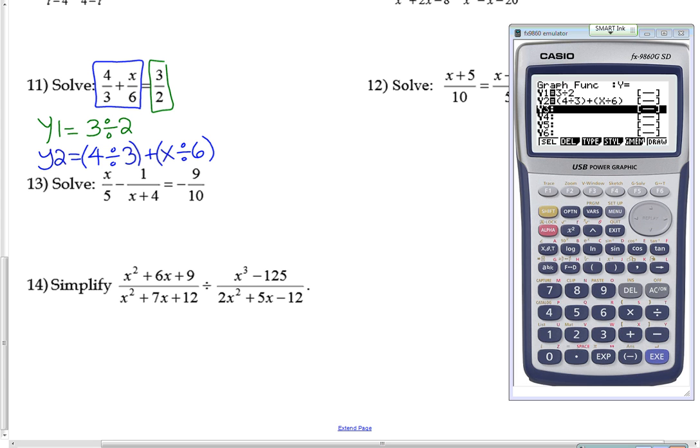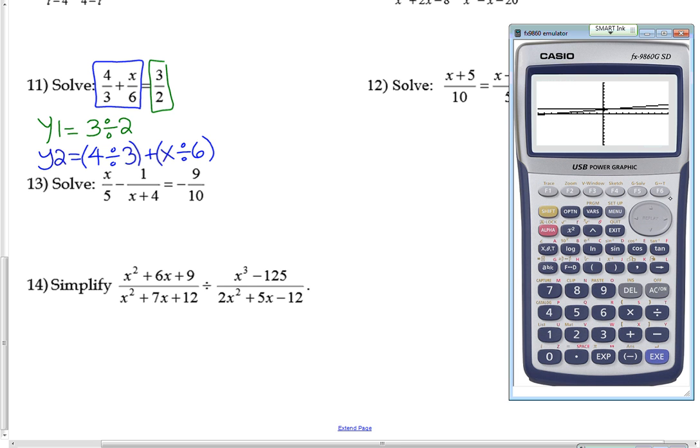All right, so let me pull up my calculator. So there are my equations in y1 and y2, and I'm going to go to a standard view window to graph this. And I can see, if I think about it, I should realize that the 3 halves should make a horizontal line. While the other one looks like a rational function, it's not really a rational function because it doesn't have any x's on the bottom. So it's really just a line. So it makes sense that my two lines would only cross once.